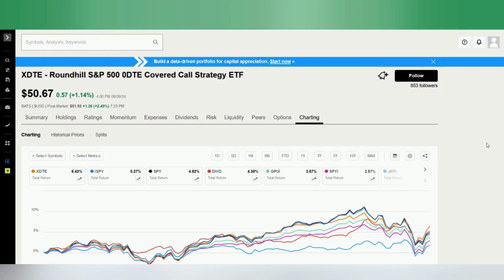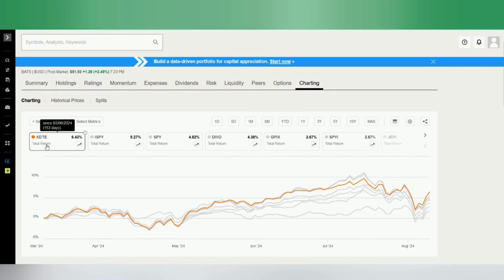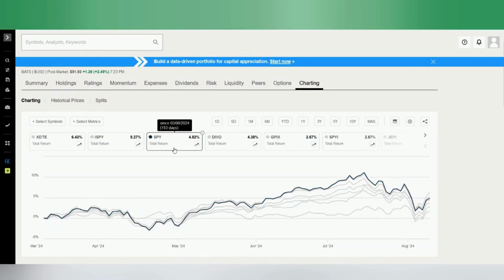But looking at XDTE, which remember is the S&P 500 product, you can see that since launch on 3/8/2024, which is a really short period of time, so keep that in mind, their total return has been 6.43% as compared to ISPY, which is 5.27%. Then we have just the regular index of SPY returning 4.82%.